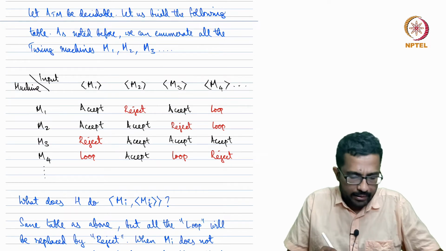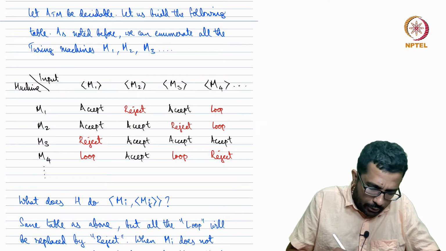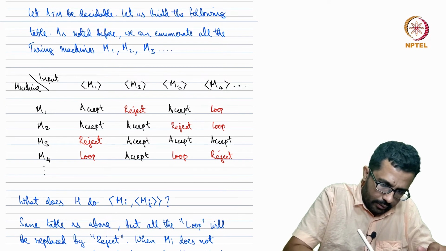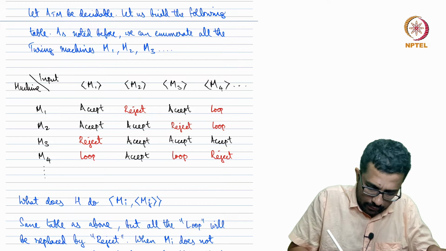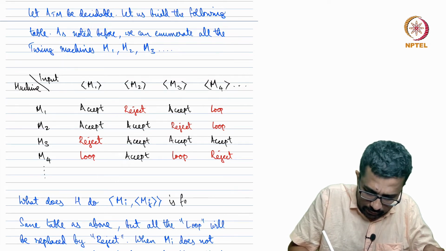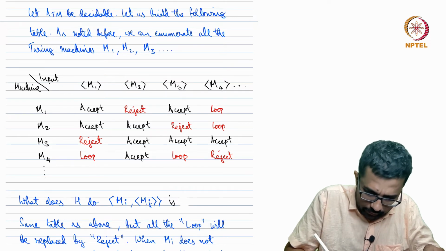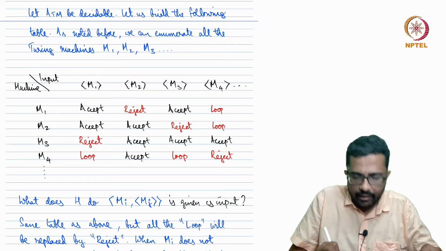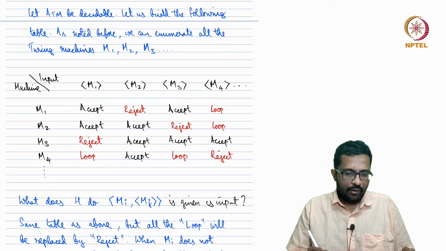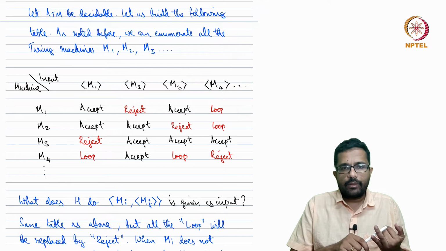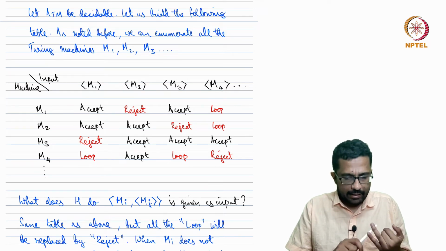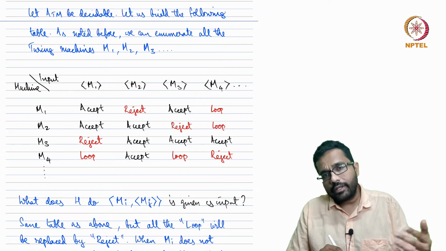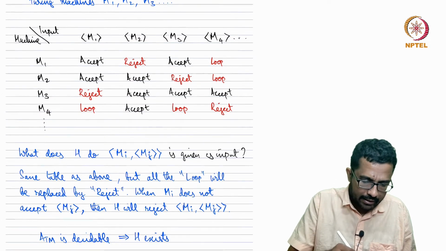H is the decider for HALT-TM. What does H do when Mi and the description of Mj is given as input? H will accept if Mi accepts Mj, H will reject if Mi rejects Mj, and H will also reject if Mi loops on Mj. So it's the same table as we have here.